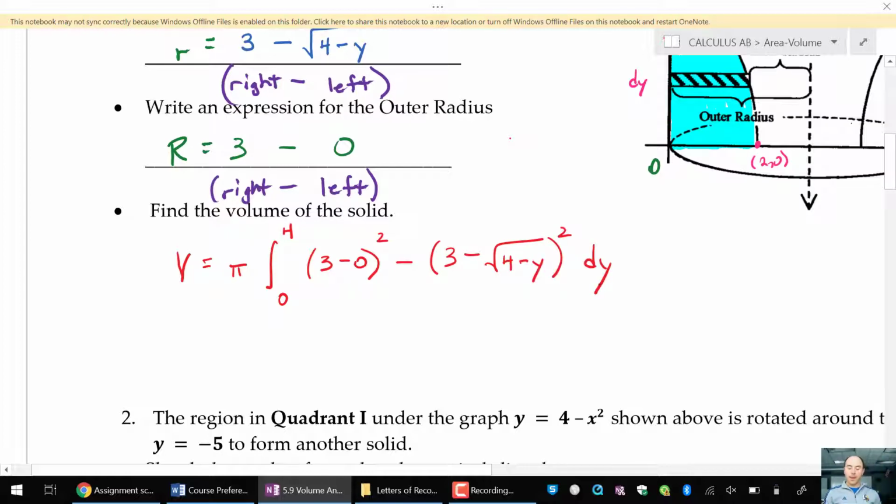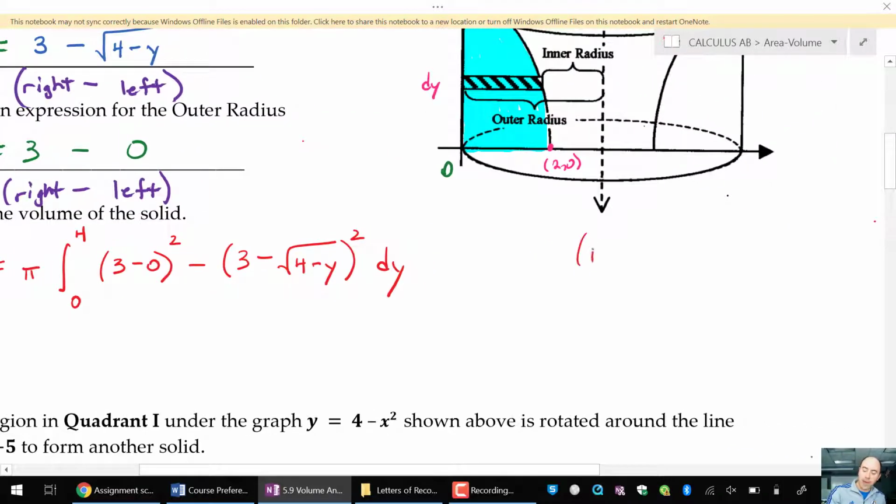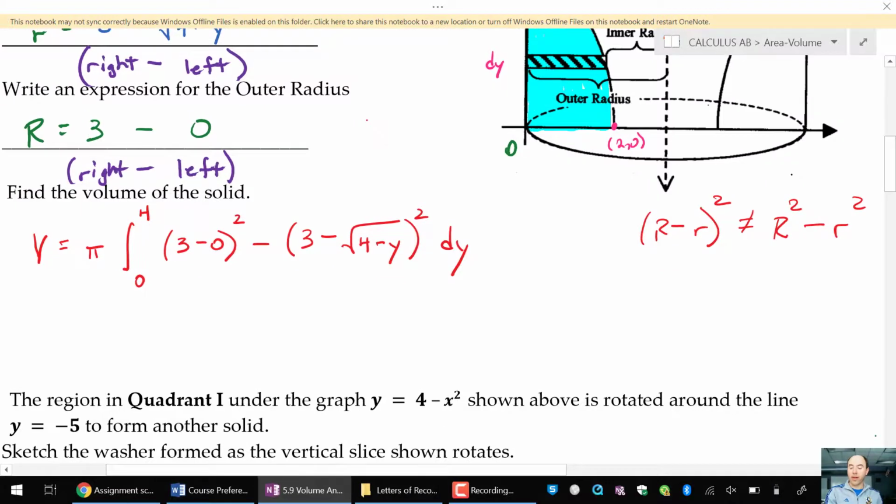And there it is. By the way, be careful: remember that capital R minus lowercase r, all that squared, does not equal R squared minus little r squared. So be careful with that little twist in algebra. Don't make that mistake when you're simplifying your integrals.